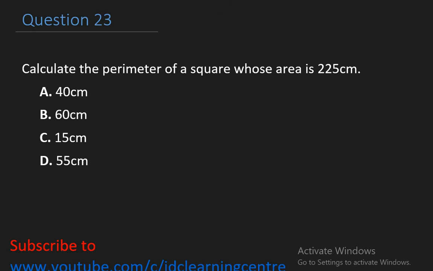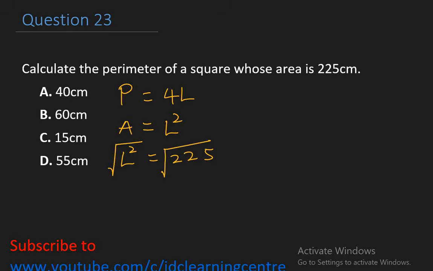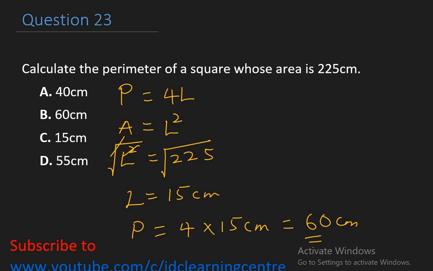Question 23. Calculate the perimeter of a square. The perimeter of a square is 4L, while the area of a square is length squared. So the area, which is the length squared, is equal to 225. To get the length, find the square root of both sides so that this square breaks the square root. The length, what's the square root of 225? 15. So 15 centimeters is the length. Remember I said perimeter is 4L, so that's 4 times the length, which is 15 centimeters. This will give me 60 centimeters. So the right answer is B.